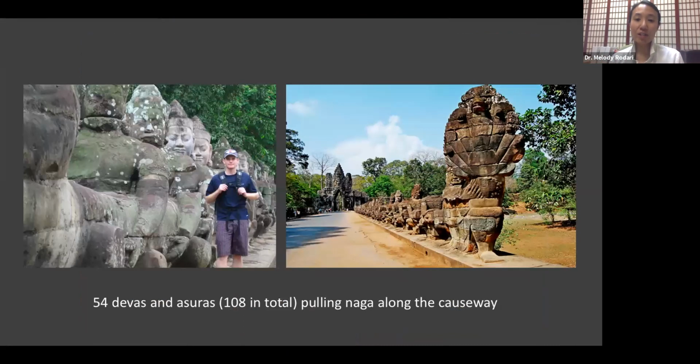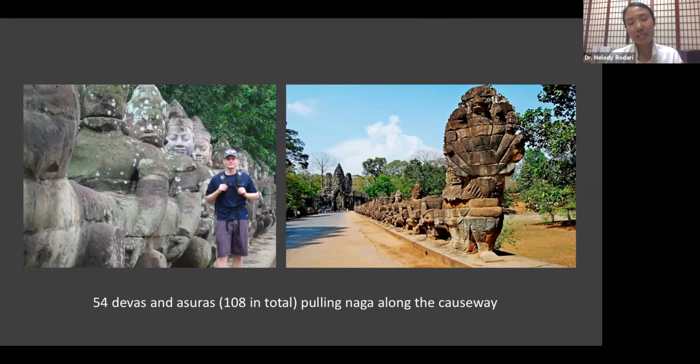Now, I want to draw your attention to the imagery on the causeways, and to give you a sense of how grand it is. This was a causeway meant to accommodate royal processions. You can imagine the king seated on an elephant, parading into his royal city. On either side of the causeways are 54 figures. On the right side, there are 54 figures of devas, so gods, and on the left side are 54 asuras, or demon figures. They're in essence the foes of the devas. So in other words, 108 in total on each one of the causeways.